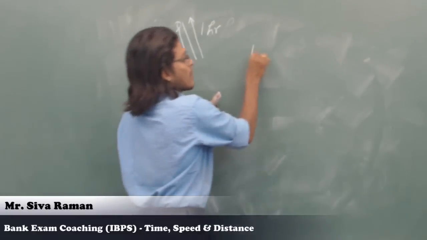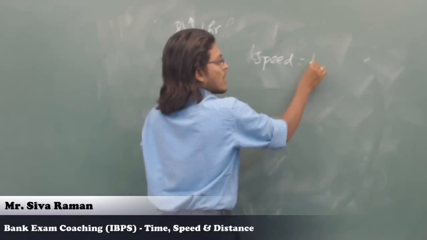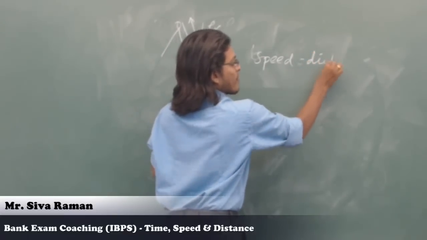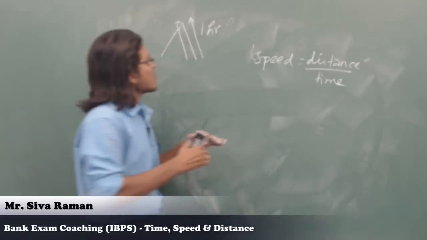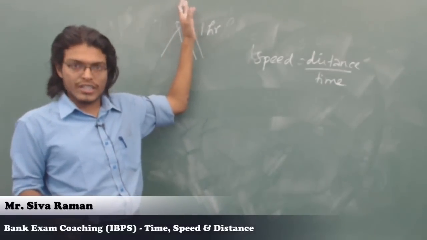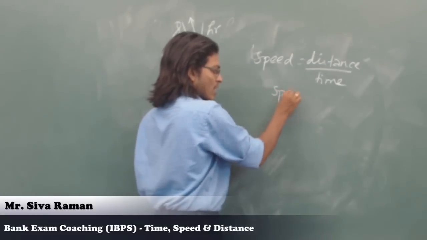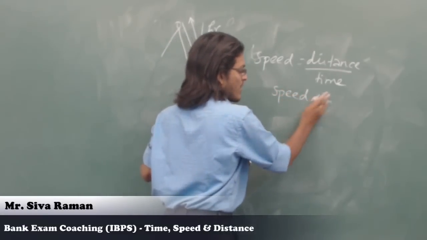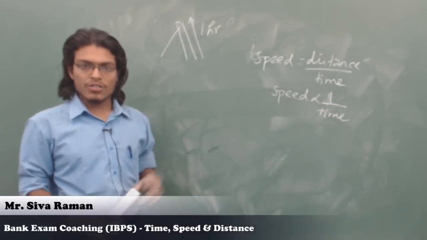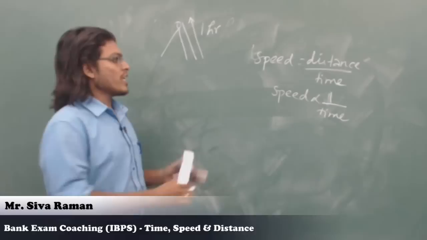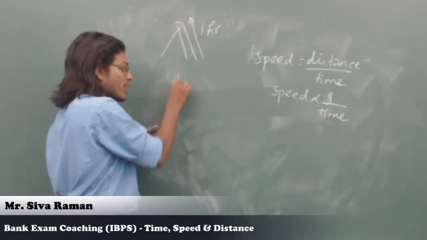See, speed and time, if the distance is constant, see the distance they travel uphill and downhill, they are constant, right? So when the distance is constant, the speed and time are inversely proportional, right? Speed and time, they are inversely proportional. So what is given is between downhill and uphill.